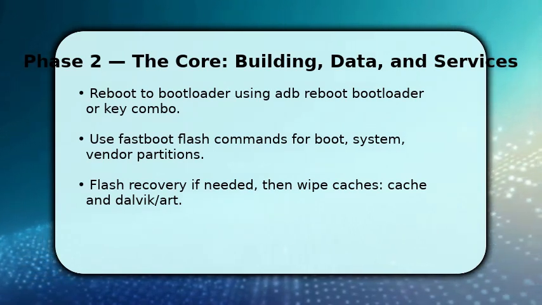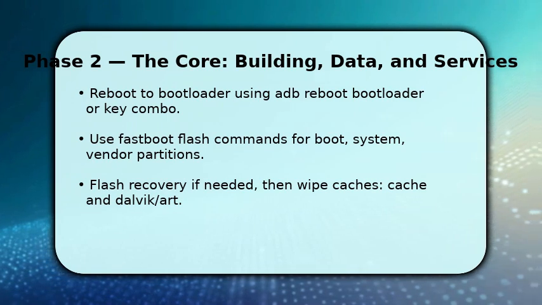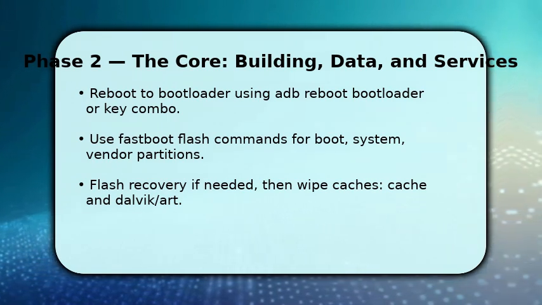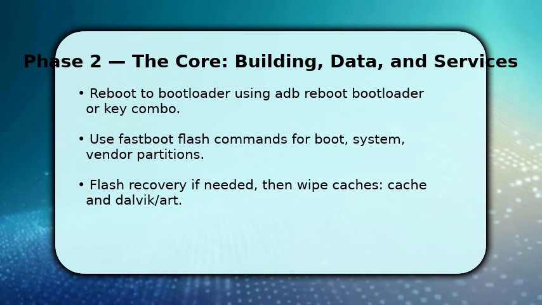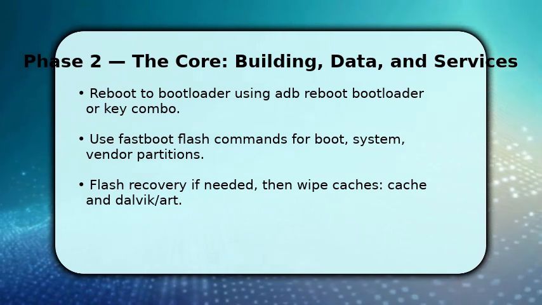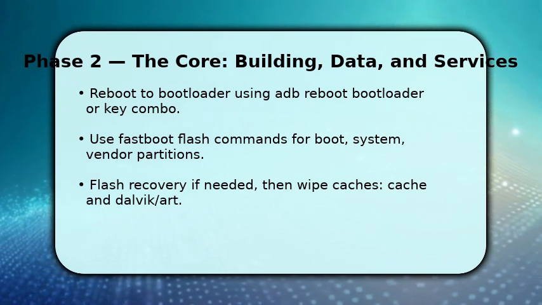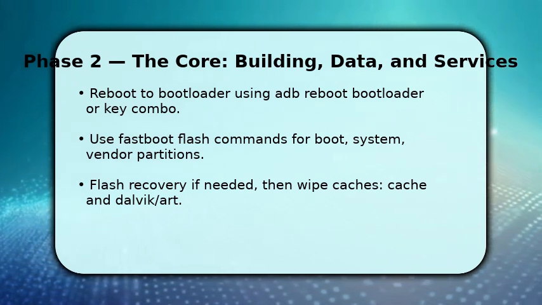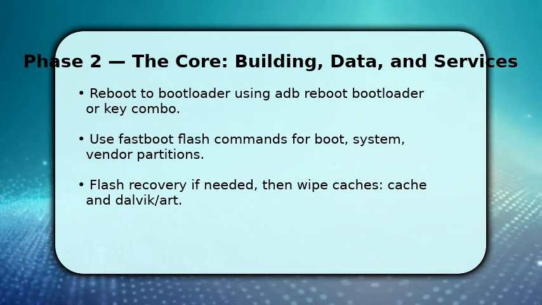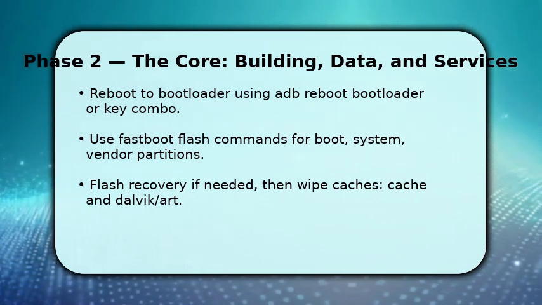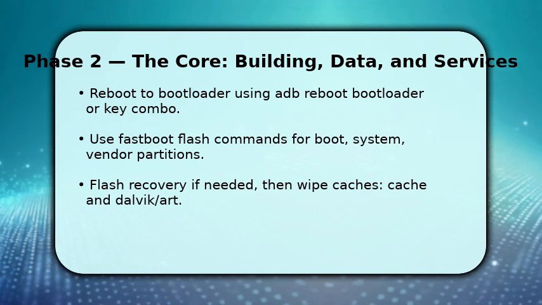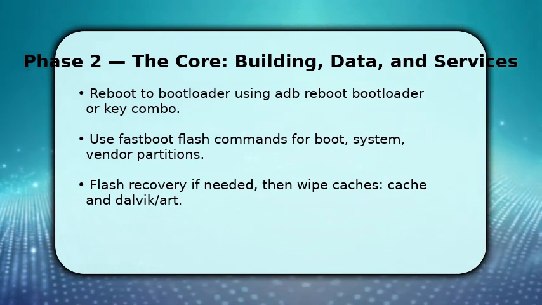Once in fastboot mode, flash partitions in order: boot, system, vendor, using fastboot flash partition commands to ensure proper partition mapping. If the ROM needs a custom recovery, flash that too, and then reboot into recovery to perform required wipes. Cache and dalvik/art. Make sure each command returns success. If a partition fails, recheck the file and retry, rather than forcing the process.